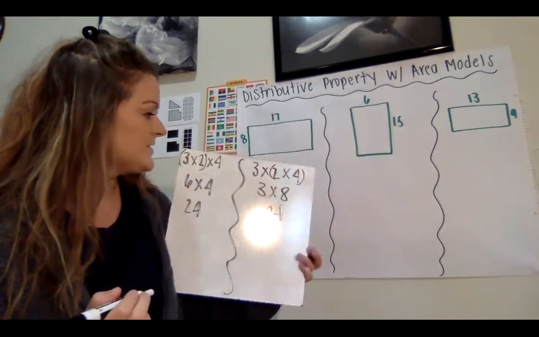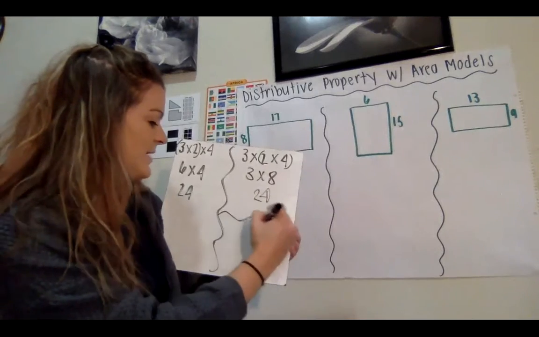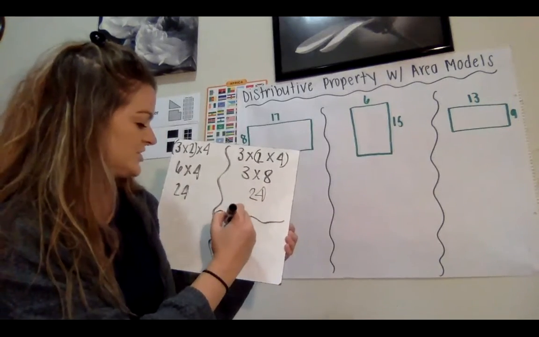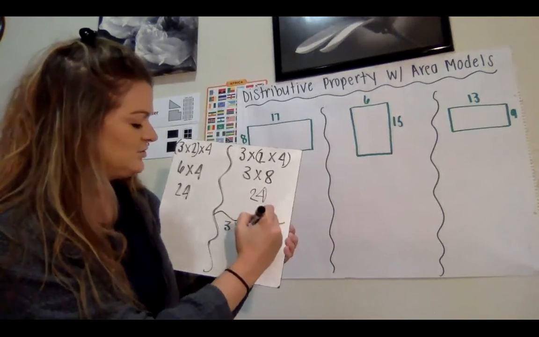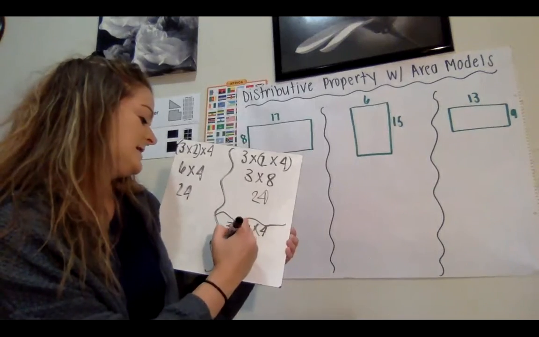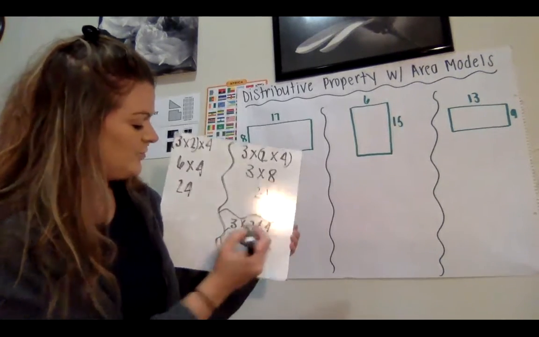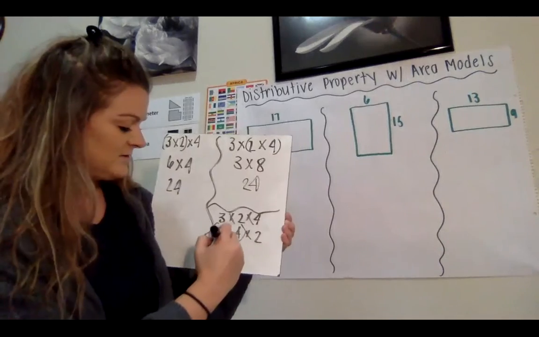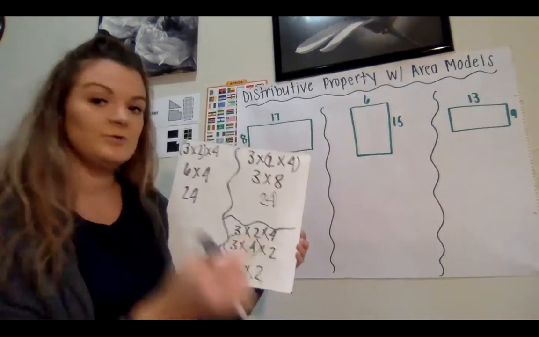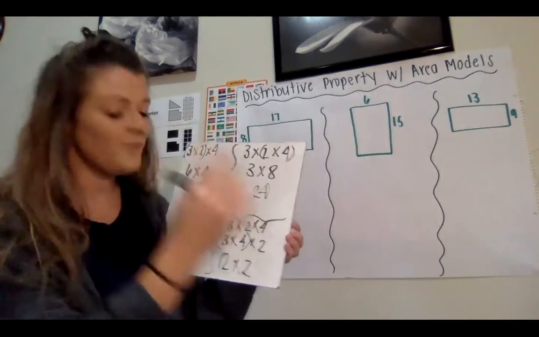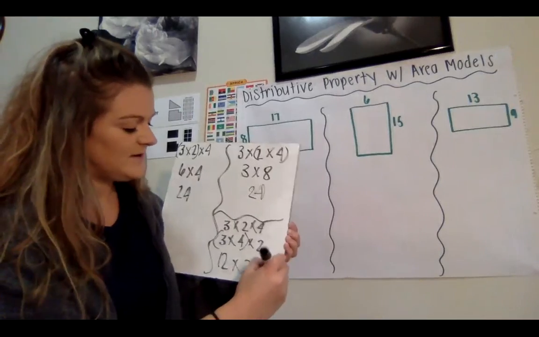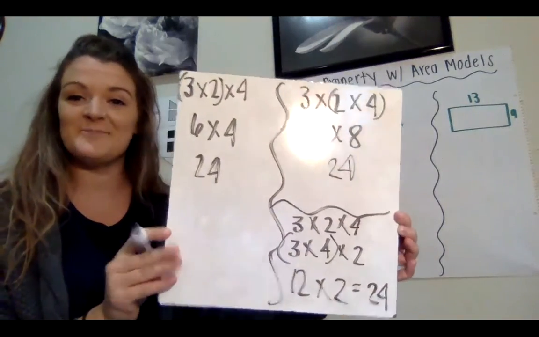Got 24 both times. Now, there's even a third way we can do it where we can rearrange it. If it's 3 times 2 times 4, I can write it as 3 times 4 times 2. And then I'm going to group this 3 times 4, which gives me 12 times 2, 12, 24. And I still get 24 each time.